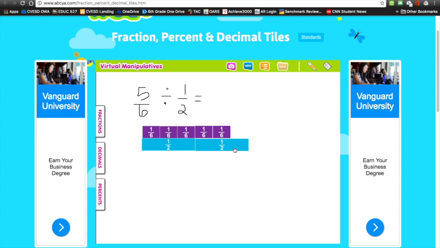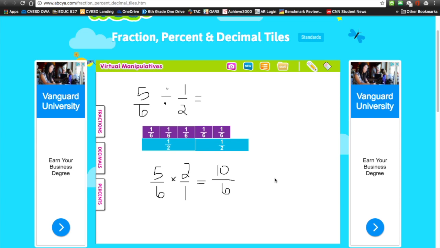When I'm caught up in a situation like this, this is when I will use keep, change, and flip. Let's see what happens. Once I look at that answer, let me go back and look at my model and see if I can make sense of it. Keep, change, and flip. 5 times 2, ladies and gentlemen, is? 6 times 1 is? 6.